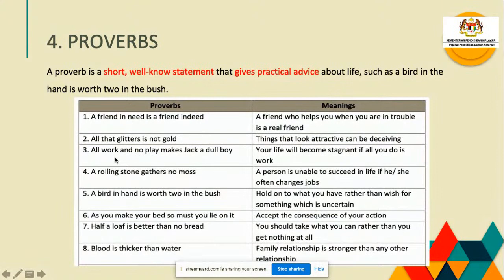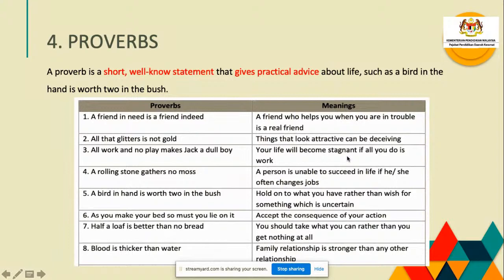All work and no play makes Jack a dull boy. Apa maksud dia? Kalau kita direct translation, semua kerja dan tak ada main membuatkan Jack seorang yang bosan. Adakah itu maksud dia? Okay, your life will become stagnant if all you do is work. Betul lah maksudnya. Kalau kita tak ada masa untuk diri kita, tak ada masa untuk socialize, tak ada masa untuk berkawan, memanglah kita akan jadi seorang yang tidak berkembang. Stagnant ni maksudnya duduklah kat situ, tak berkembang-kembang, duduk je kat situ.